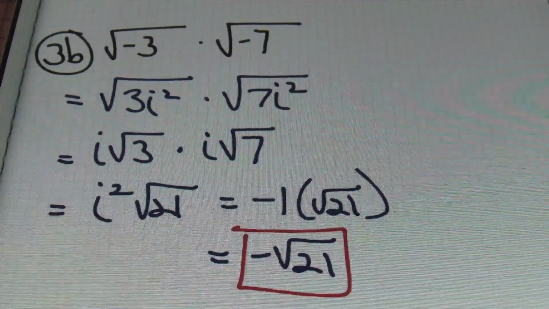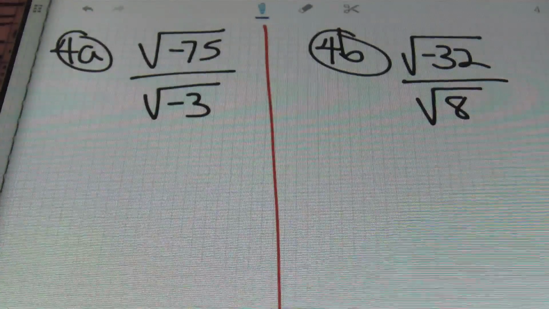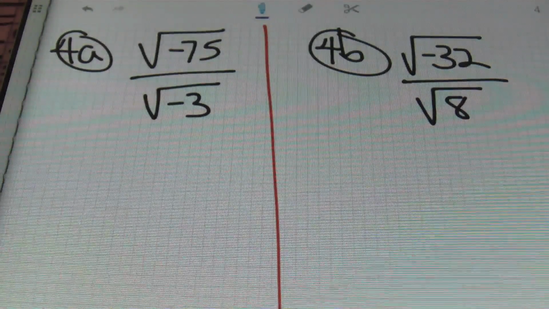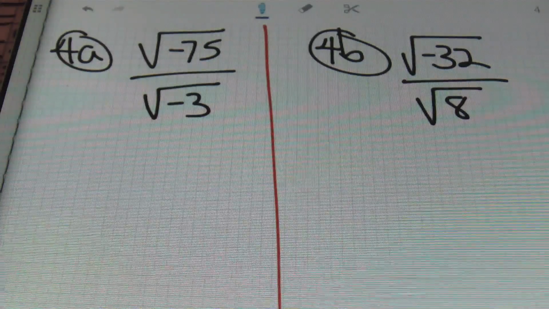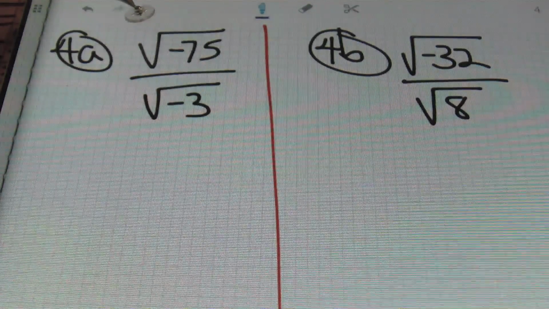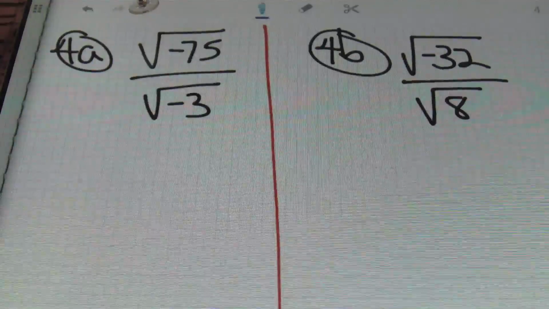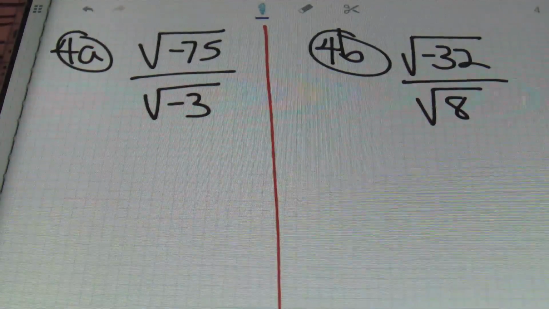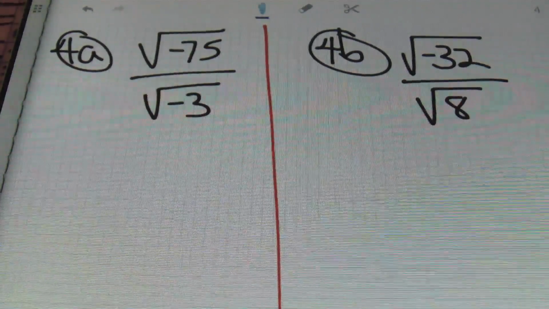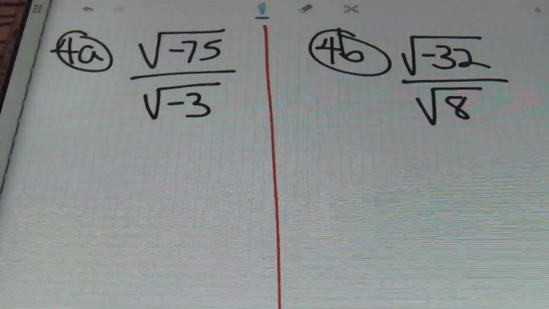Let's keep it moving. We got more to show you. Problem number 4 coming your way. With 4a, we have the square root of negative 75 divided by the square root of negative 3. So just like with our multiplication, we have an impossibility going on. We can't take the square root of negative 75. We'll need to use imaginary numbers. So show that you're using the imaginary numbers.